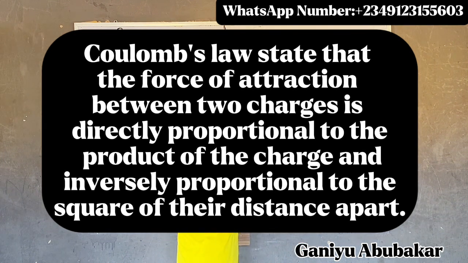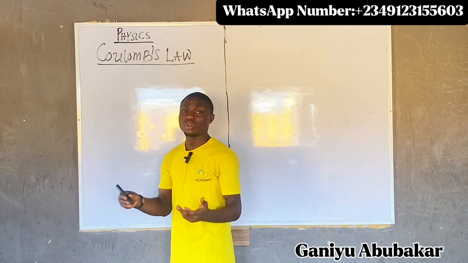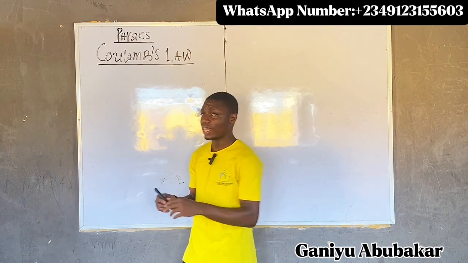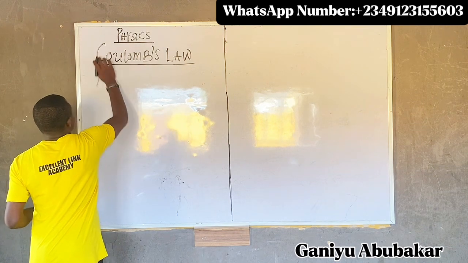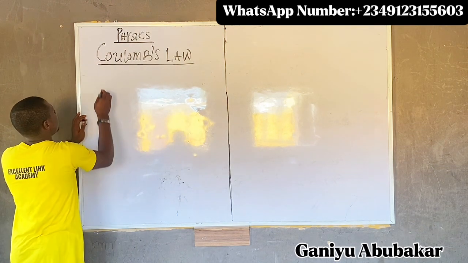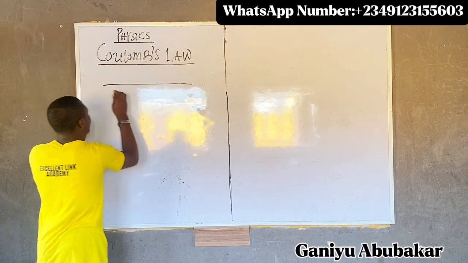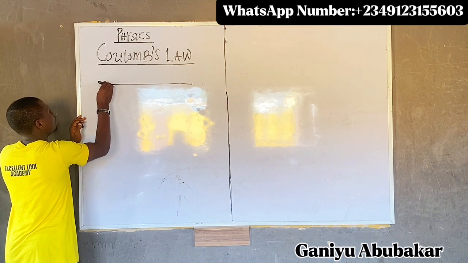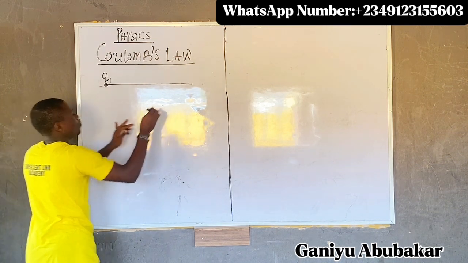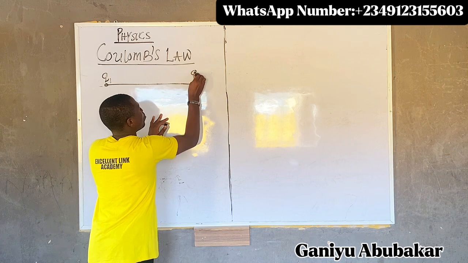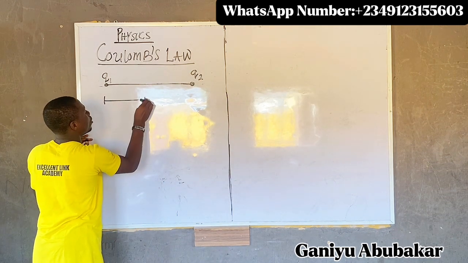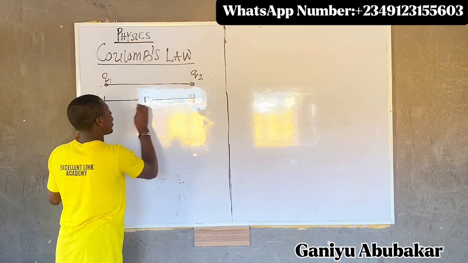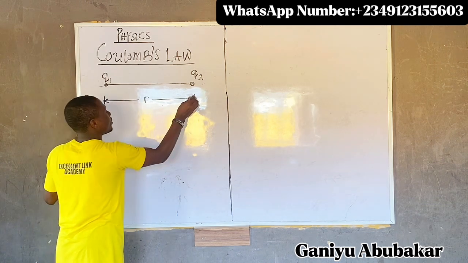So I'm saying this, please. I said Coulomb's law states that the force of attraction F between the two charges. So let's say I have charge 1. Let's say Q1 as charge 1, Q2 as charge 2. The distance from here to this point here is called R. So R is called distance.